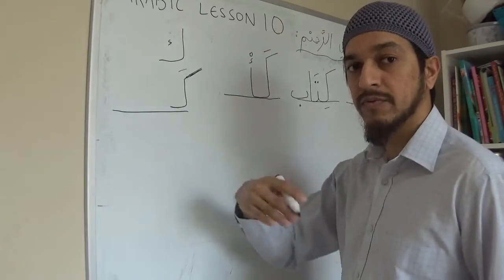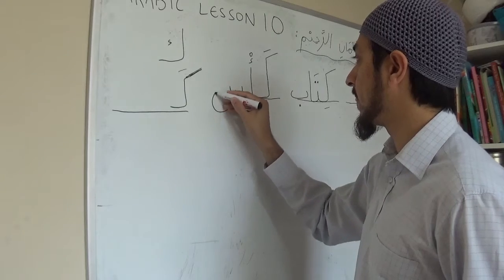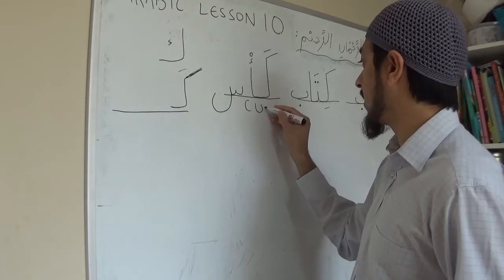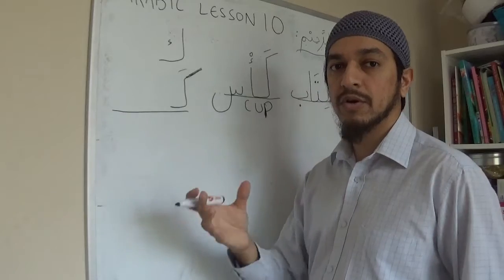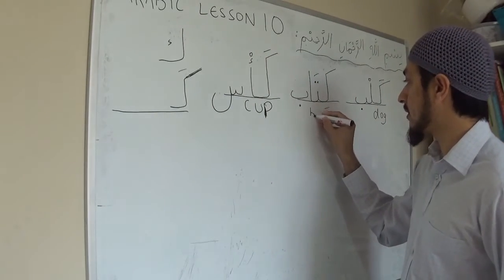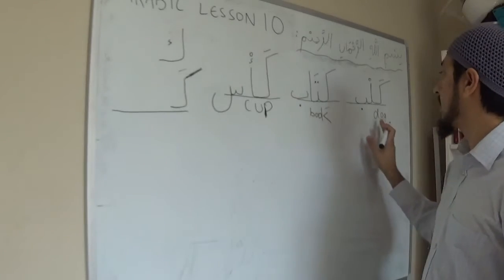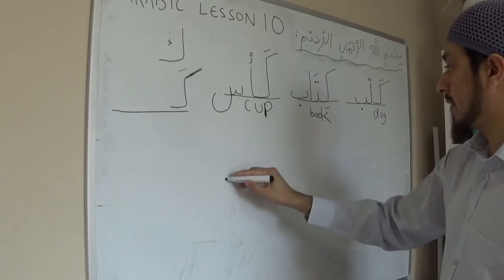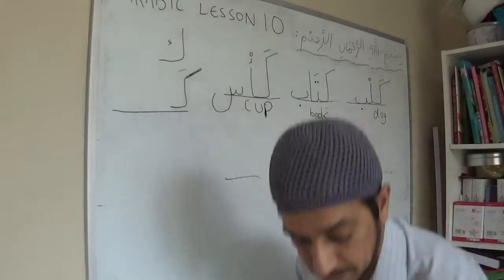But inshallah soon we'll be forming words that are more complex. Ka's. So a cup, it could be a cup or it could be like a trophy. Kitab, book. Book, dog, and cup. And now we look at kaf in the middle.